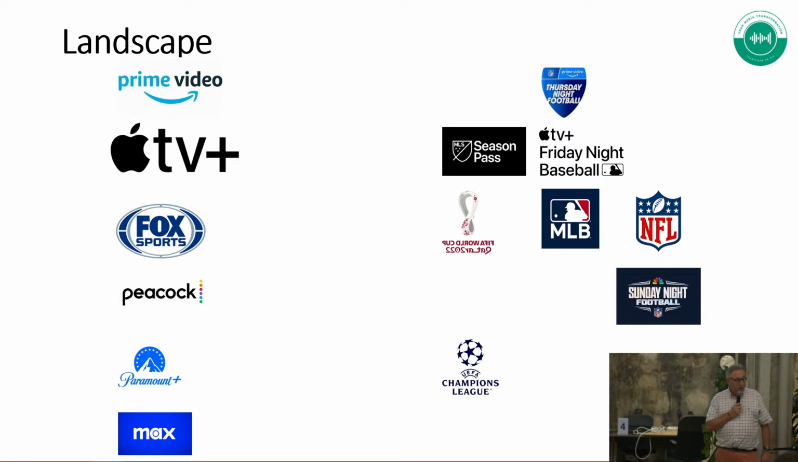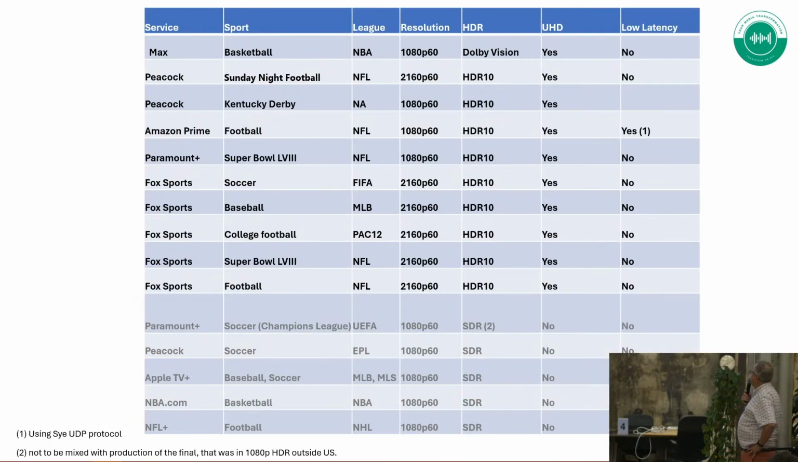So let's look at the landscape. Here I've put the different types of service and tried to represent what the sports are. So for example, Prime has Thursday night football. Apple is also doing Friday night baseball, plus the MLS Season Pass. Fox is doing the World Cup, plus some MLB and some NFL. The devil is in the detail. Peacock is doing Sunday night football. Paramount Plus is doing Champions League. And Max is doing NBA, and for those who read the news, they have lost the rights moving forward. So there's some litigation going on. As you can see, those are the major service providers and those are the leagues from which they license their content. So this table is quite busy.